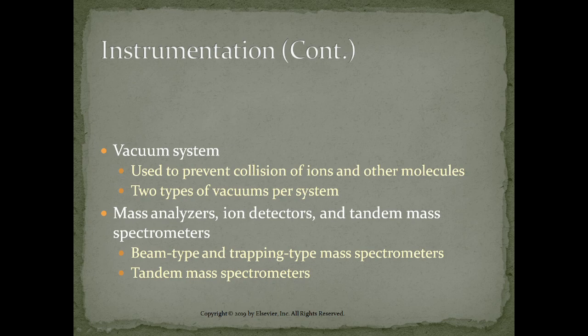Other instrumentation, vacuum systems for spectrometers. The vacuum system prevents collisions of ions. And then you have mass analyzers, ion detectors, and tandem mass spec. Those are used often in molecular and in microbiology. There are a lot of things that you'll see it in as you work in different laboratories.